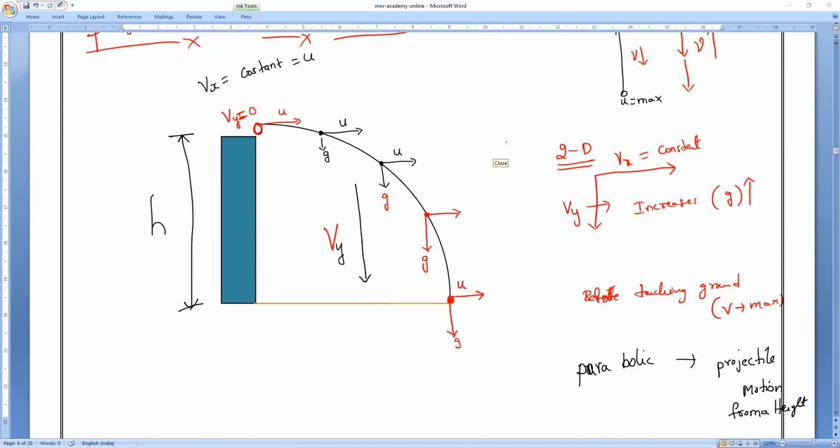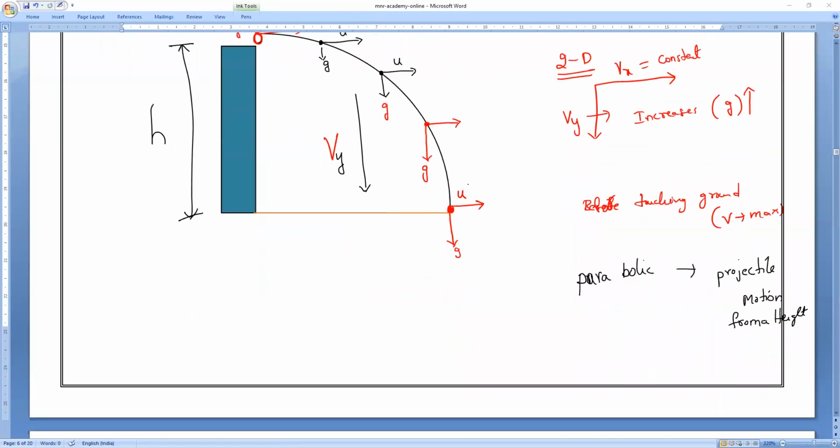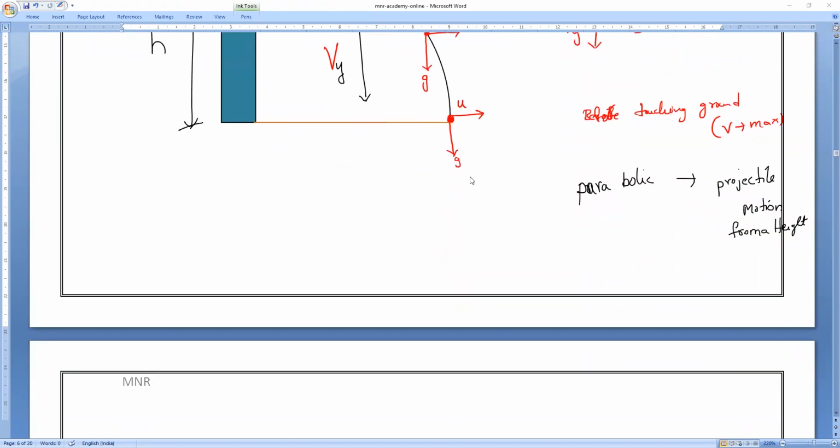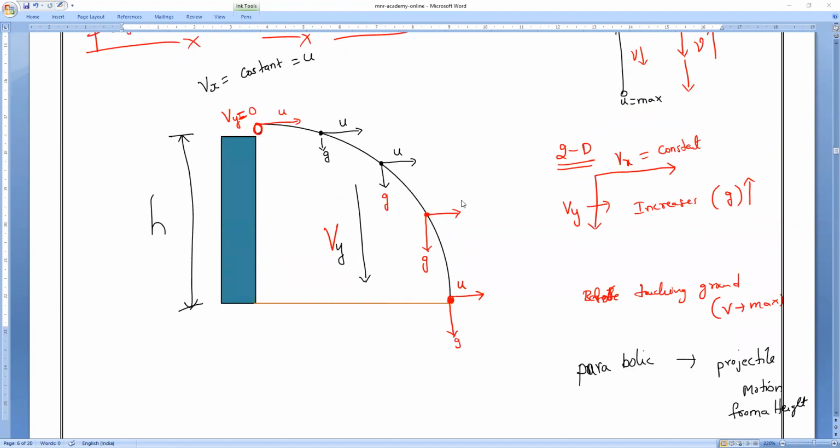So this is what it is about. Now, this is only about time of flight. When we are solving the questions, we'll understand. They will ask you so many things: what is the horizontal range? Find the time to reach the ground. What is the velocity of the ball just before touching the ground? Like this, so many questions they'll ask you.